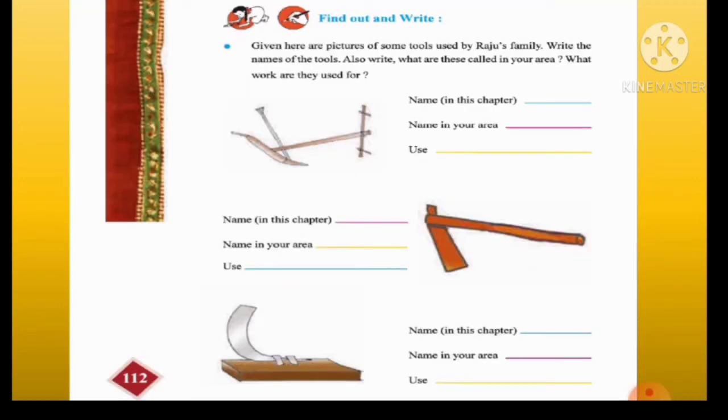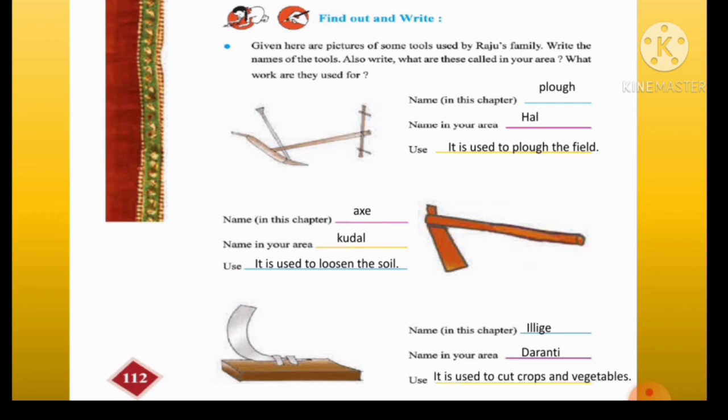Now, find out and write. Given here are the pictures of some tools used by Raju's family. Write the names of the tools. Also write what these are called in your area. What work are they used for? Now you can see the picture, first picture here. Its name in this chapter is plow, and in our area it is also called hal, and it is used for plowing the field. Next it is an axe, and it is called kudal, and it is used to loosen the soil and make the soil soft. Another one, which our mother was using to cut the top of the onion, is called aleg, and it is also called darati, and it is used for cutting crops and vegetables.